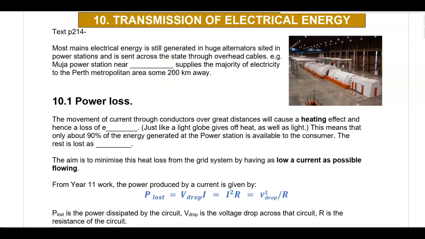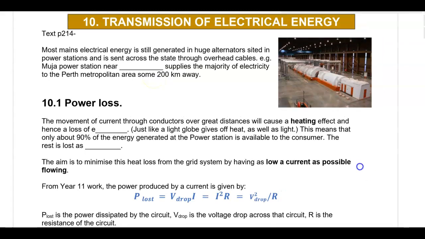So that's where the electricity is generated, and the majority of electricity for Perth is generated there, about 200 k's away. It's easier to transmit that electricity through large transmission lines than it is to truck the coal closer to Perth and then burn it, creating electricity close to the supply. So that's all well and good.